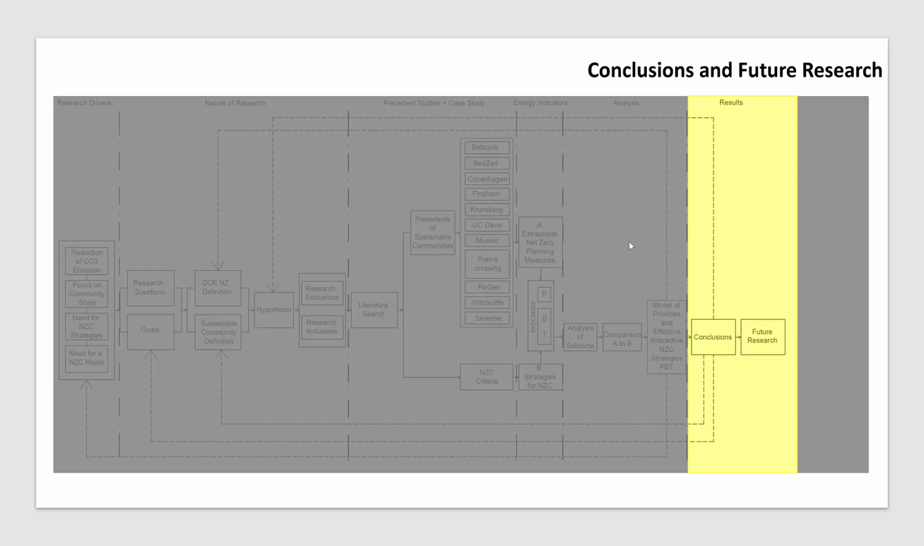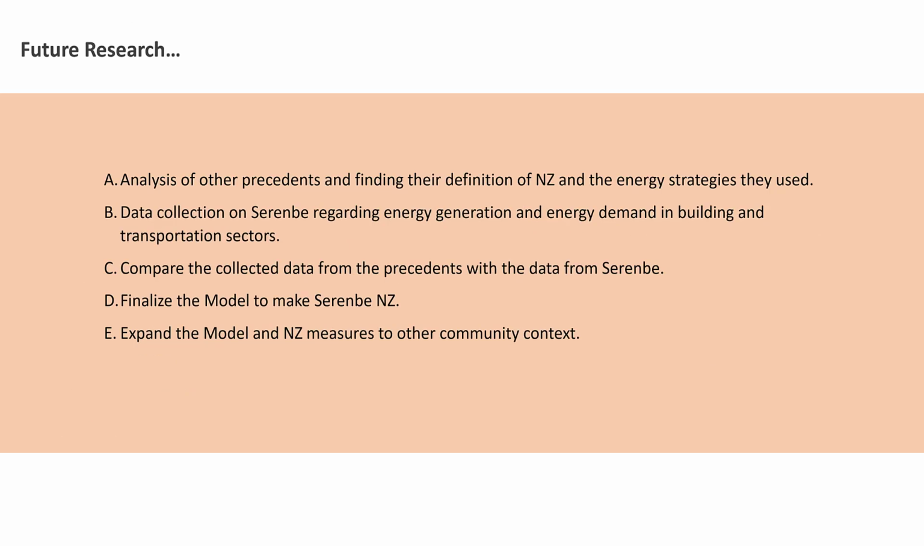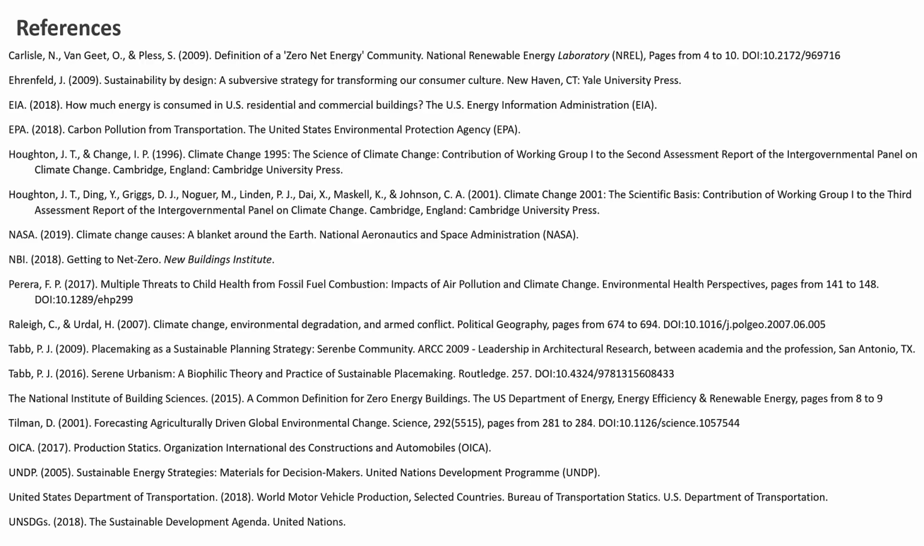And this is, up to now, what the research recommends: using renewable energy power sources, renewable infrastructure, smaller size buildings and better construction, standalone PV systems, a potential solar field, more critical mixed use, and excluding gasoline-powered vehicles and providing remote parking lots. And this here is summarizing some of our future research.